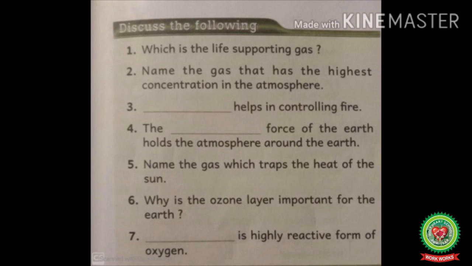Discuss the following. Which is the life-supporting gas? Name the gas that has the highest concentration in the atmosphere. Dash helps in controlling fire. The dash force of the earth holds the atmosphere around the earth. Name the gas which traps the heat of the sun. Why is the ozone layer important for earth? Dash is a highly reactive form of oxygen.